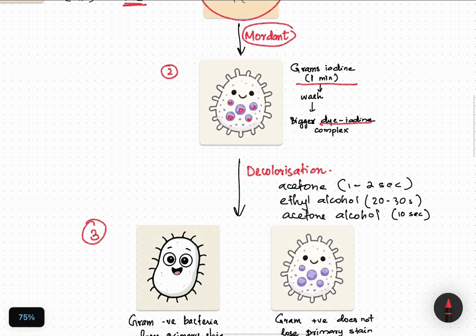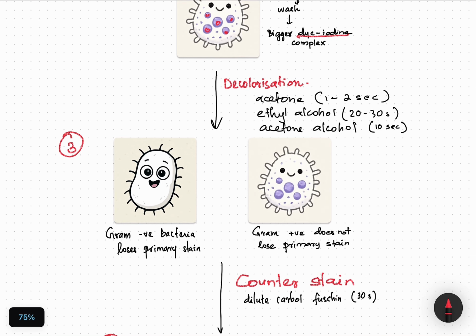Now I'm going to remove the color, so I'm going to use a decolorizer. You can use acetone, you can use ethyl alcohol, or you can use acetone alcohol. Based on what you are using, your time also changes. If you are using acetone, you have to keep it for 1 to 2 seconds. If you are using ethyl alcohol, 20 to 30 seconds. If you are using acetone alcohol, it's 10 seconds only, okay. So based on what you're using, your time will change. After that, you have to wash off the decolorizer.